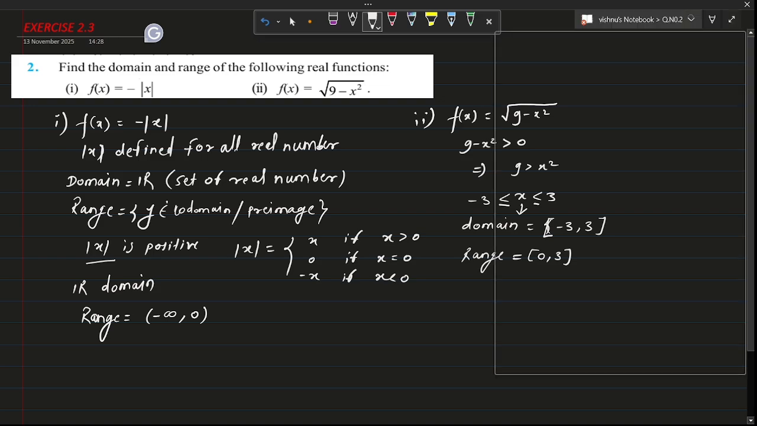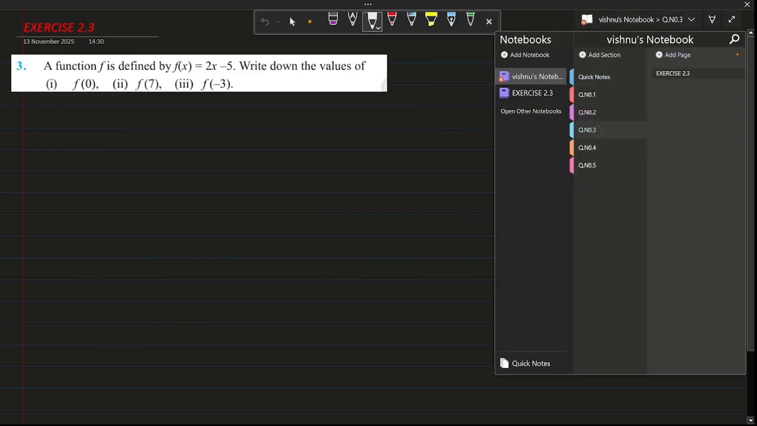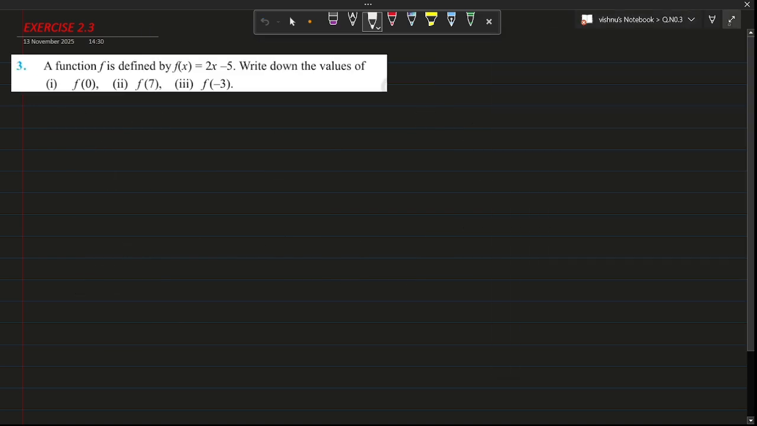Now we'll see the next question, question number 3. Here a function f is defined by f of x is equal to 2x minus 5. This is the simple question. Write down the values of f of 0. So f of 0 is equal to 2 into 0 minus 5, which is equal to minus 5.